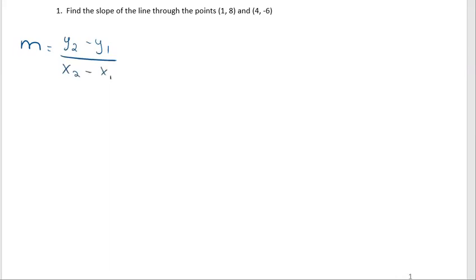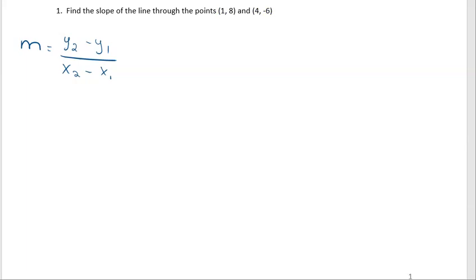When we are using our slope formula, it is valuable to label the points that you're given. In this question, we are given 2 points. We have our first point (1, 8), and we have our second point (4, -6). So let's label the different pieces of these points so we know where everything goes.